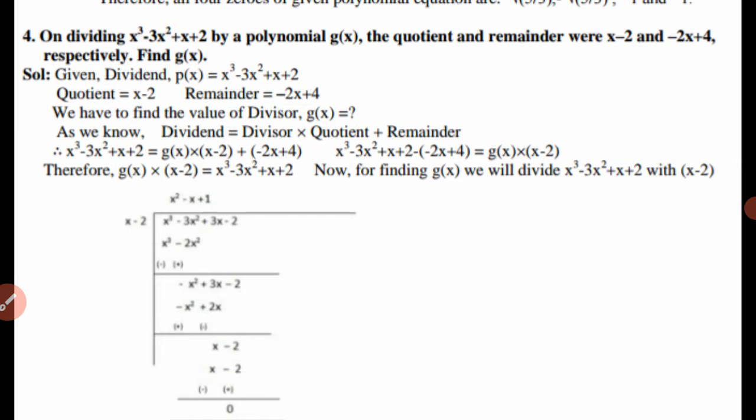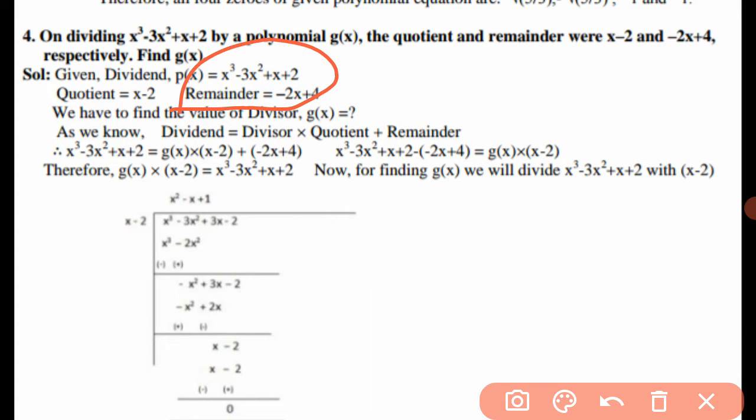Now in question number 4, on dividing x cube minus 3x square plus x plus 2 by a polynomial gx, the quotient and remainder were x minus 2 and minus 2x plus 4 respectively. Find gx. So in this case we can take px as x cube minus 3x square plus x plus 2. Now the quotient is x minus 2, and the remainder is also given. So by applying this formula, as we know, dividend equals divisor into quotient plus remainder.